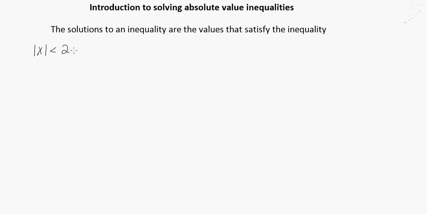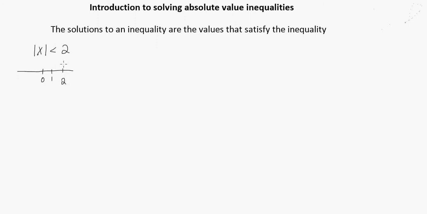So a reminder, our geometric interpretation of the absolute value: this statement translates to a number whose distance from 0 is less than 2. Now obviously there's more than one number that has a distance less than 2 from 0. Let's look at a number line. So here's a number line centered at 0. 1 has a distance from 0 that's less than 2. 1.5 has a distance from 0 that's less than 2.